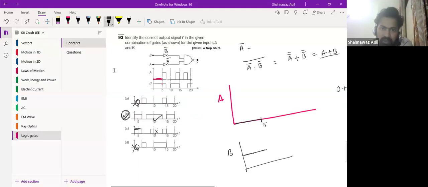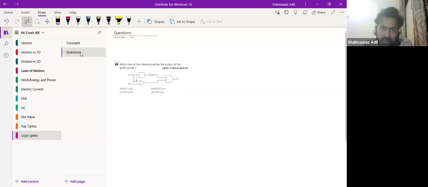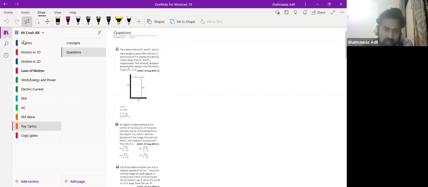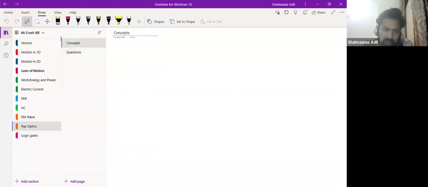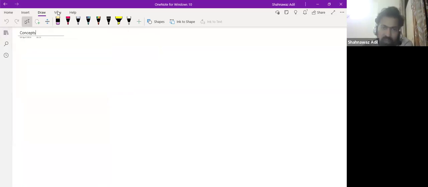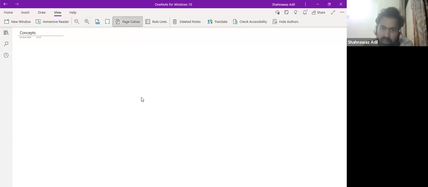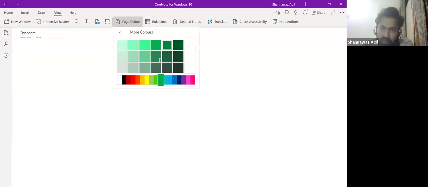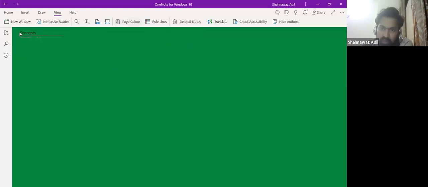Now this was the logic gates. Now let's talk about ray optics, right? But first we have to remember some formulas which were important. What were the formulas that we have learned in this? The first thing that we understood was the mirror, and in the mirror there was this important formula.